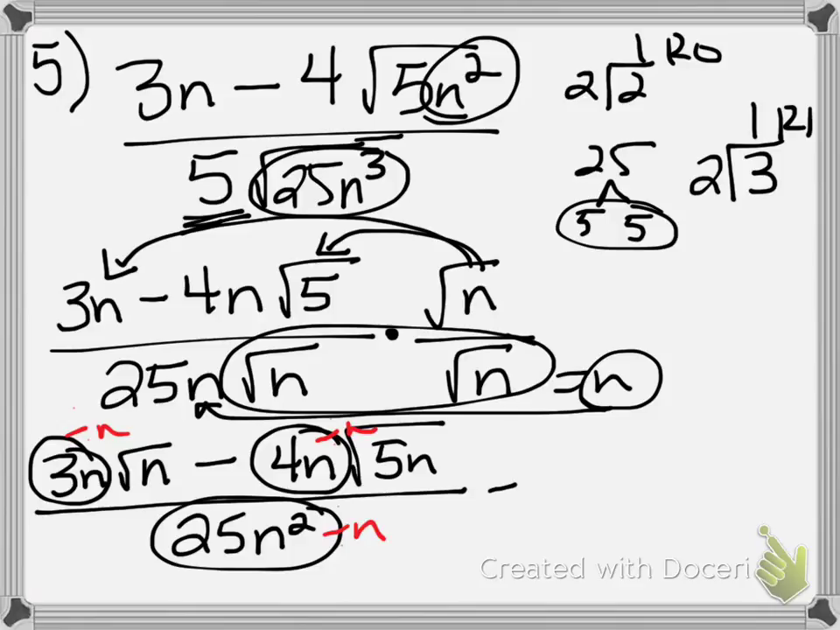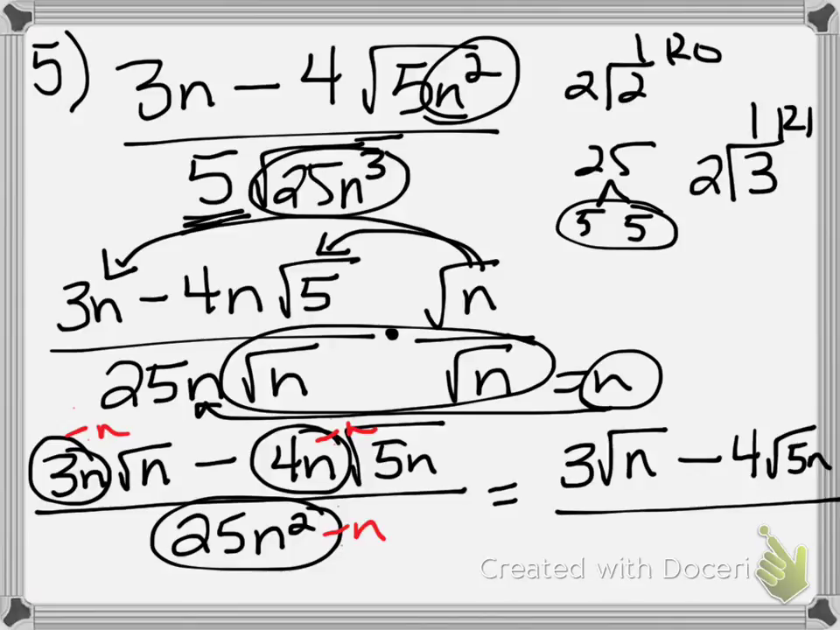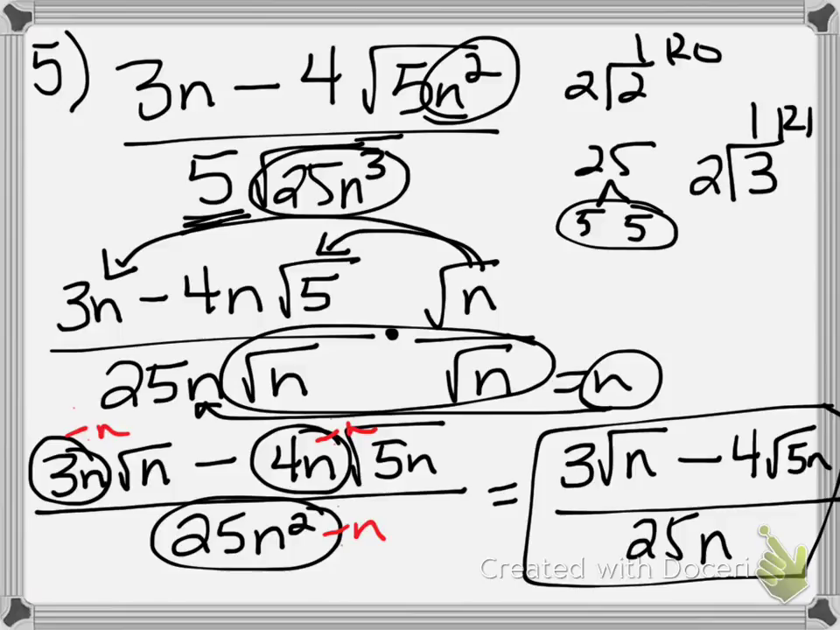So when I do that, 3n divided by n just gives me 3. So I'm going to have the 3 square root of n minus 4n divided by n is just 4. And then I'm going to have the square root of 5n all over the 25. And then n squared divided by n is just going to be n. So at that point, I now have everything as simplified as I most possibly can.